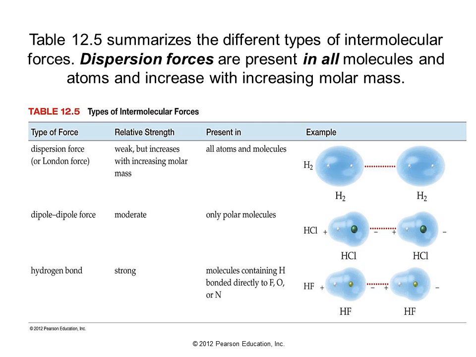Table 12.5 summarizes different types of intermolecular forces. Dispersion forces are present in all molecules and atoms, and they increase with increasing molar mass. So here we have hydrogen, only dispersion. Here we have polar molecules like HCl, hydrogen chloride. And then we have the hydrogen bond because we have hydrogen bonded to fluorine.